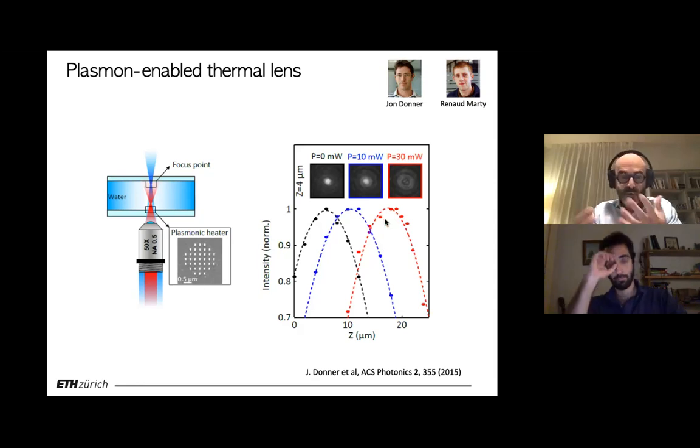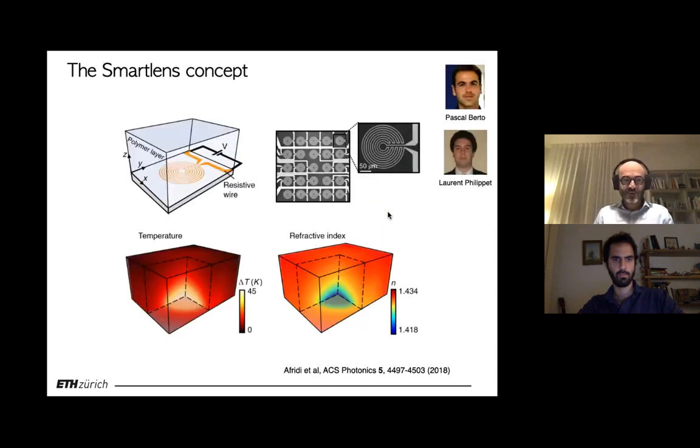And he did that in a more controlled way, and was able to show that by increasing the power, the focus of the objective was shifted in a very controlled way. So what we did with time is to drop somehow the plasmonics and to go toward a more electrical implementation. And so the electrical equivalent is what you see here.